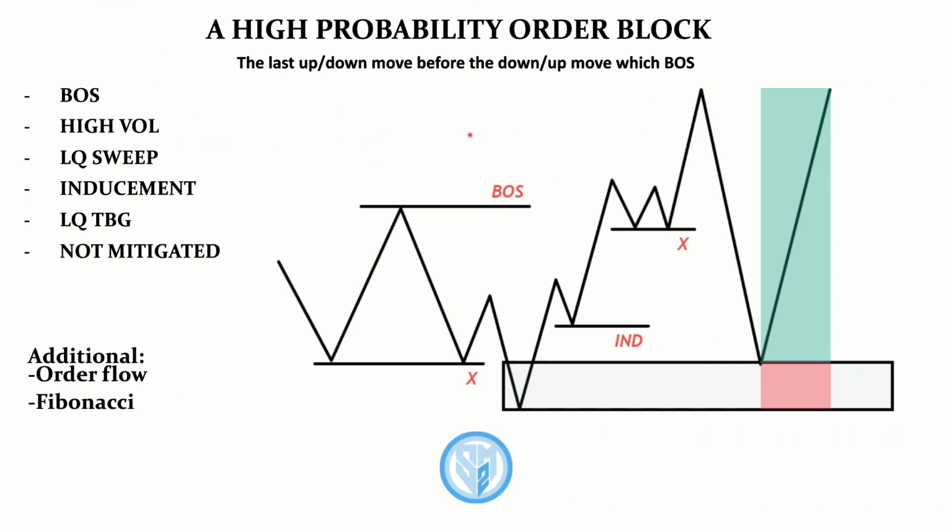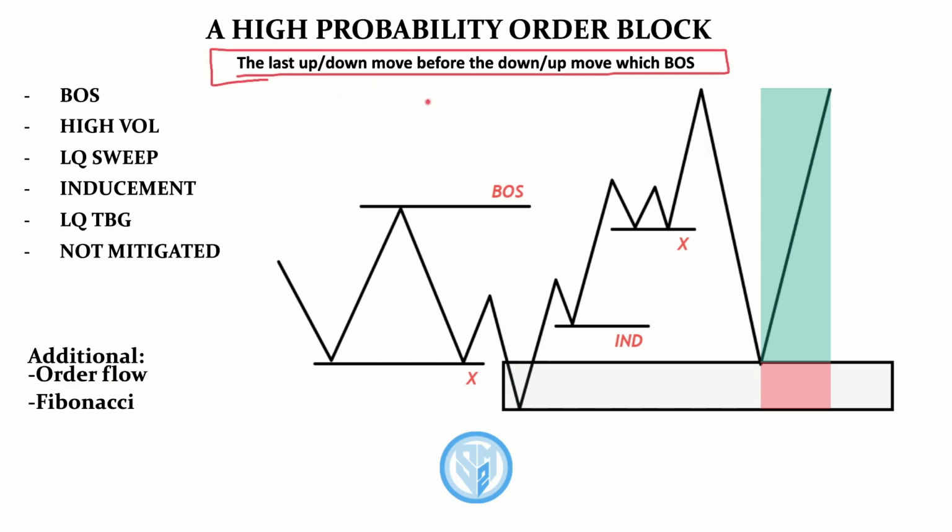Alright everyone, let's go over the simple definition of what an order block is, and then we're going to talk about what differentiates a high probability order block from a normal standard order block, and I'm going to be teaching you guys how to find the right zones to trade from. So first things first, let's go over the simple definition. The last up move or down move before the up move or down move which causes a break of structure is an order block, right?